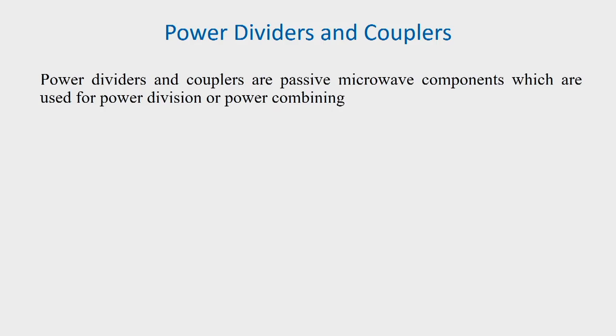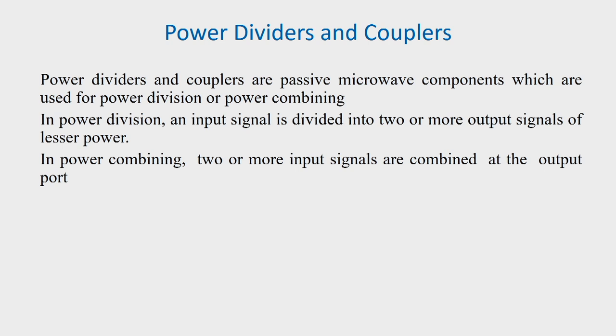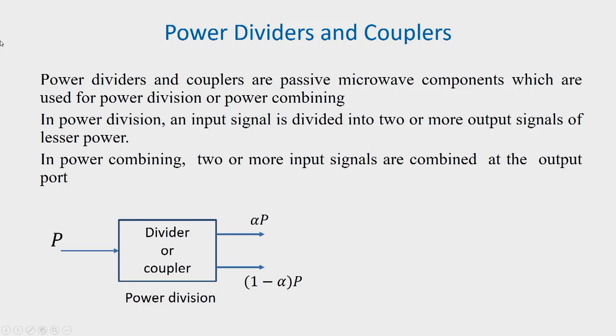Power dividers and couplers are passive microwave components which are used for power division or power combining. In power division, an input signal is divided into two or more output signals, and each signal will have lesser power, whereas in power combining, two or more input signals are combined at the output port of the combiner, and this figure shows the power division.